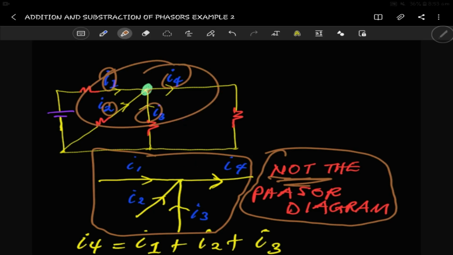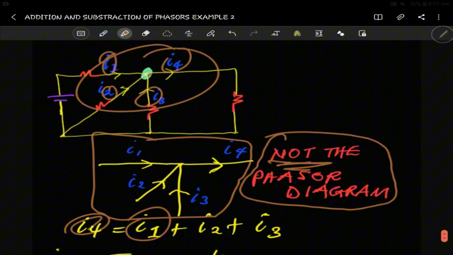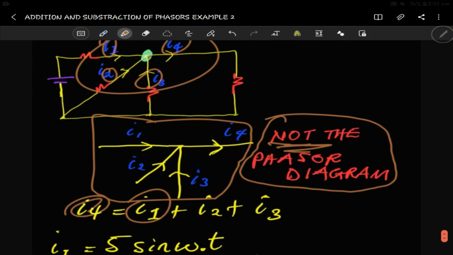So if this were DC, we'd have just added the values for I1, I2, I3 to get I4, or added any other ones and done algebra to get the other one, to find what we need. But then again, sorry, this is an AC circuit, alternating current.